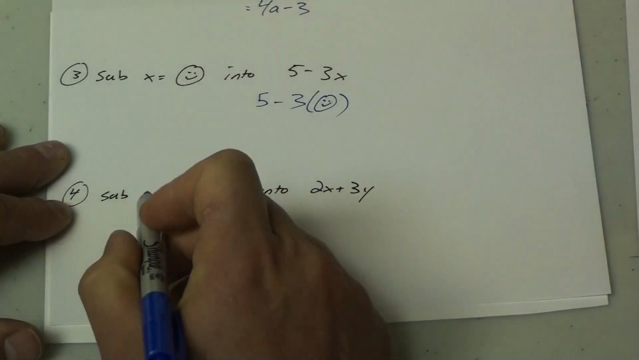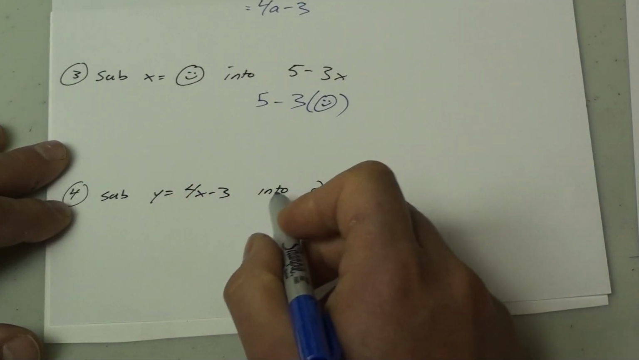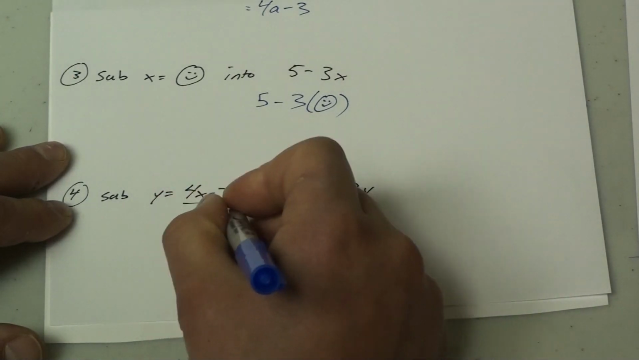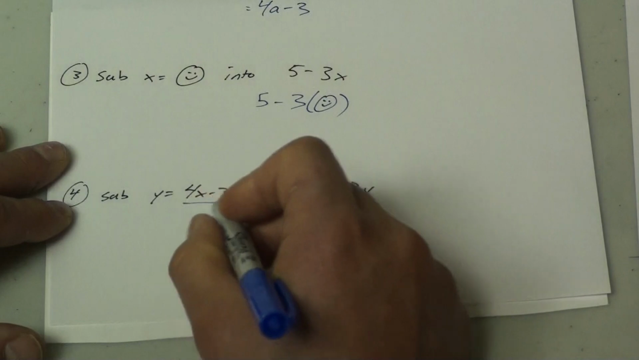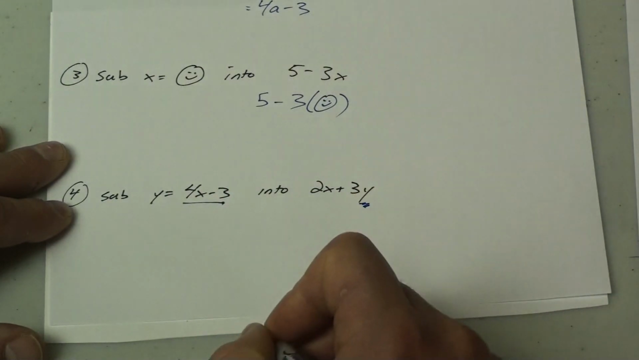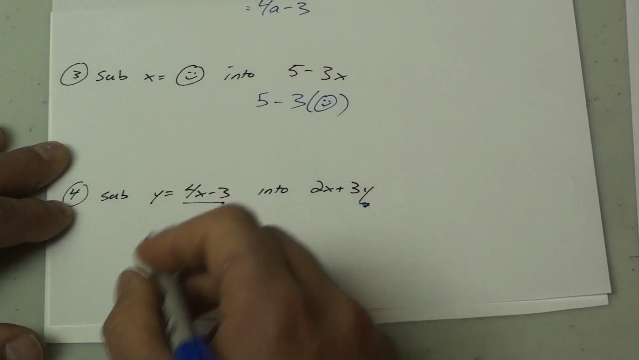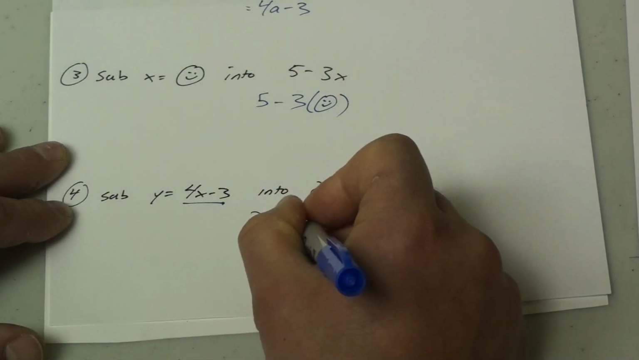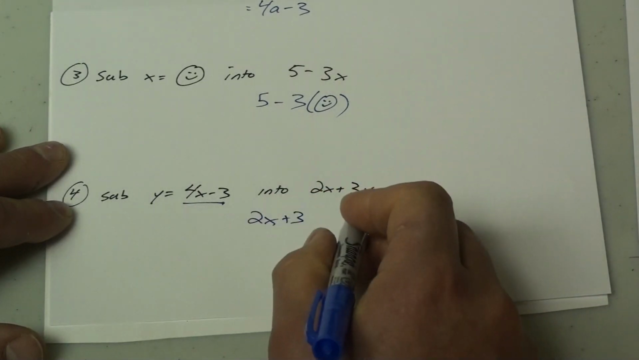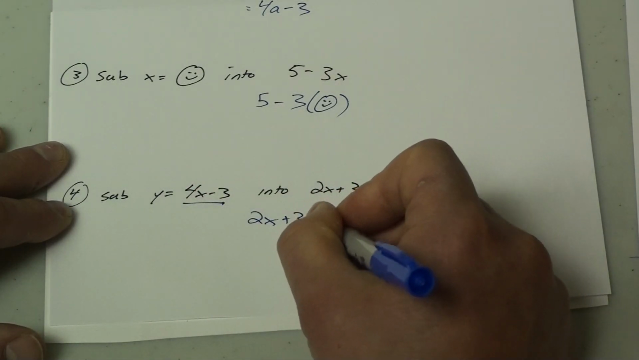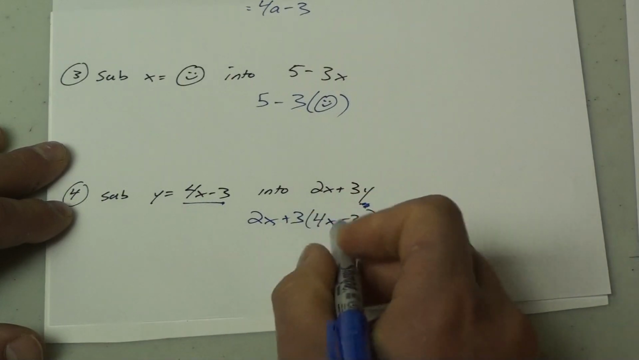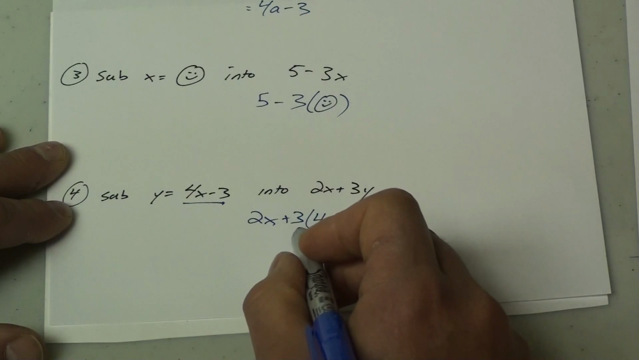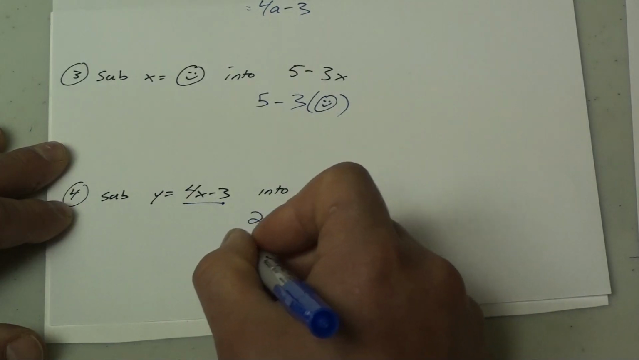Here I'm going to sub in y equals 4x minus 3 into the equation 2x plus 3y. So that 4x minus 3 is going in where that y is, because y equals 4x minus 3. So I'm going to write out this equation, 2x plus 3, and when I get to the y, I'm not putting y anymore, I'm putting what y is equal to, which is 4x minus 3. I put it into brackets because I'm subbing it in, and it was 3 times y, so it's going to be 3 times 4x minus 3.